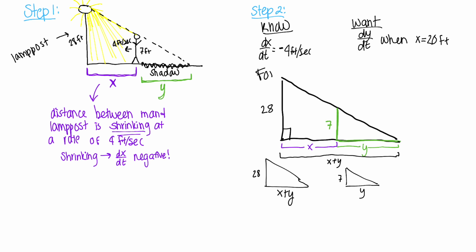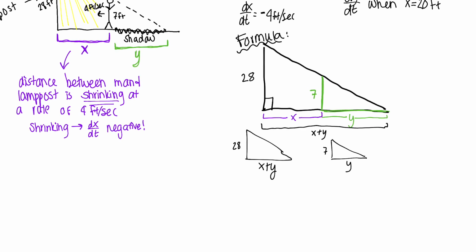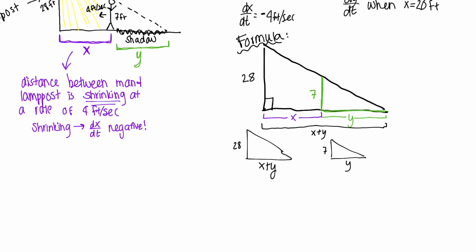Right now we are working on a formula because we are trying to relate together x and y. So for this similar triangle setup, x plus y is to y. Those are the corresponding sides. X plus y over y, and then 28 over 7.